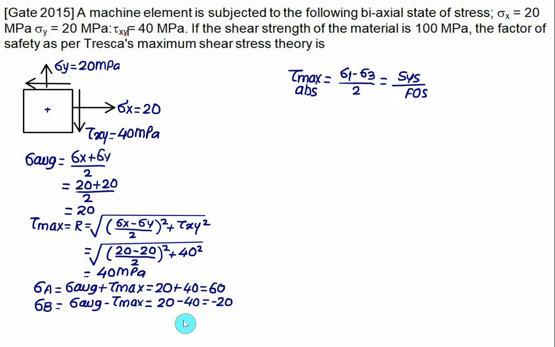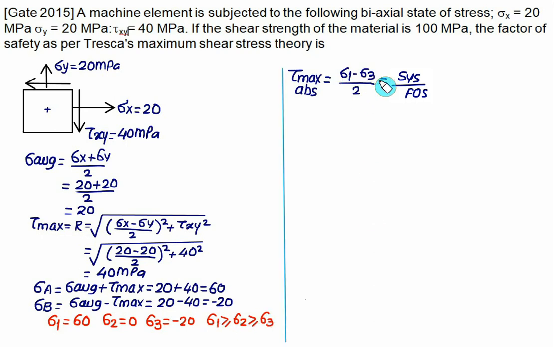Out of 60 and minus 20, we'll assign sigma 1 as the highest value, equal to 60 megapascal. Sigma 2 we make equal to 0, and sigma 3 is the least value, equal to minus 20. Always you have to arrange sigma 1 greater than or equal to sigma 2 greater than or equal to sigma 3. So we know the value of sigma 1, sigma 3 and SYS, which is equal to 100. We have sigma 1 equal to 60, minus sigma 3 equal to minus 20, divided by 2, and SYS is equal to 100.